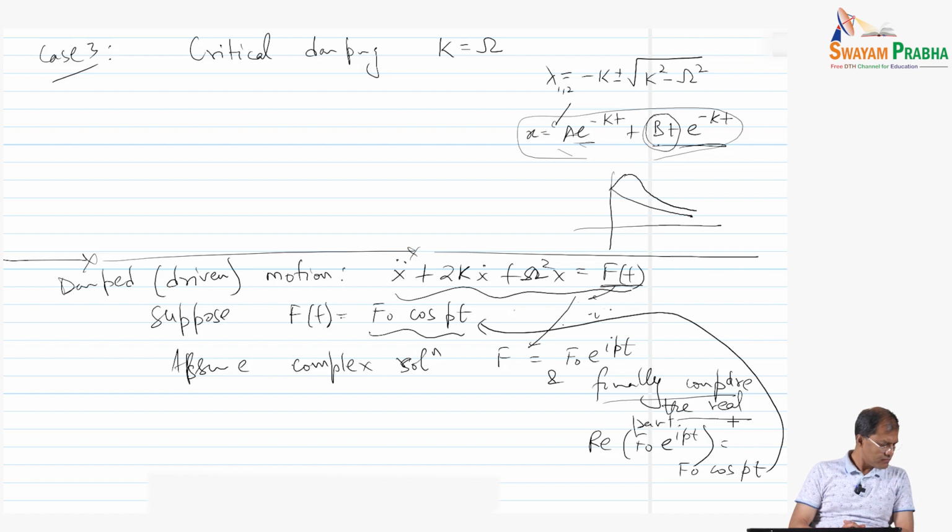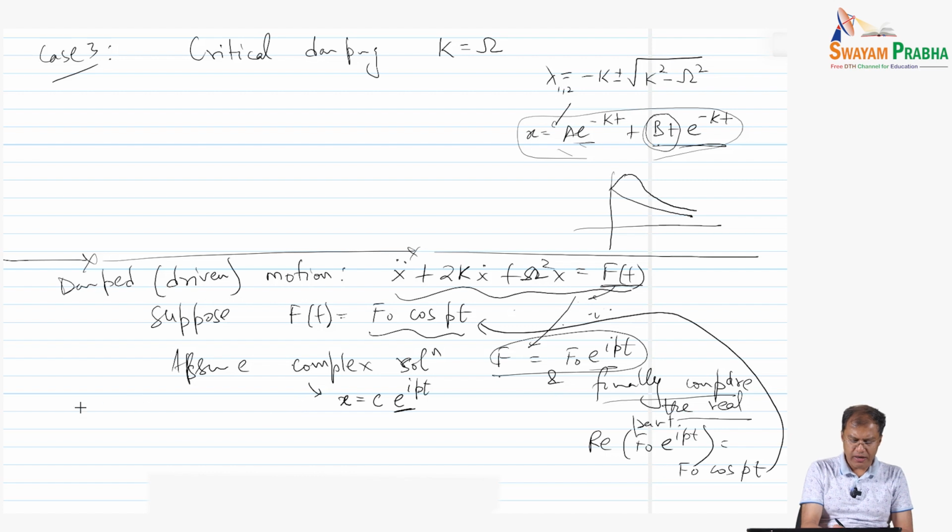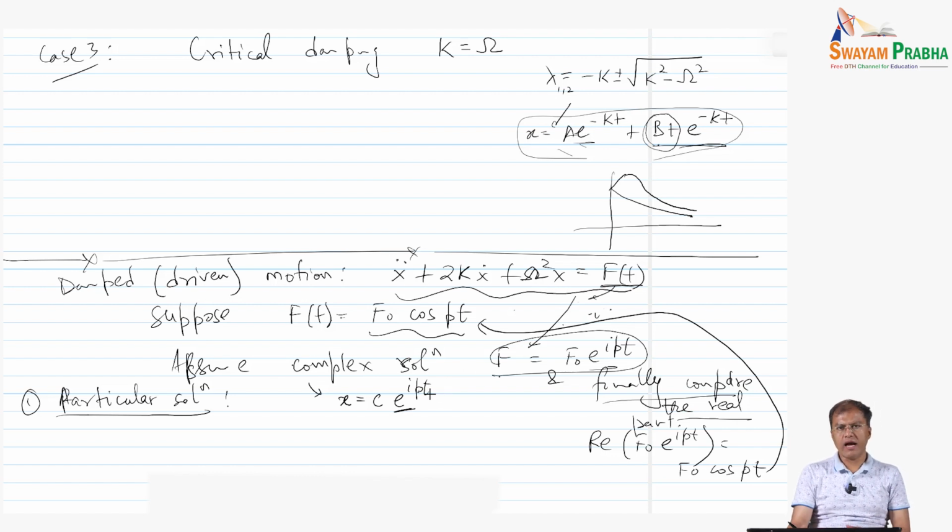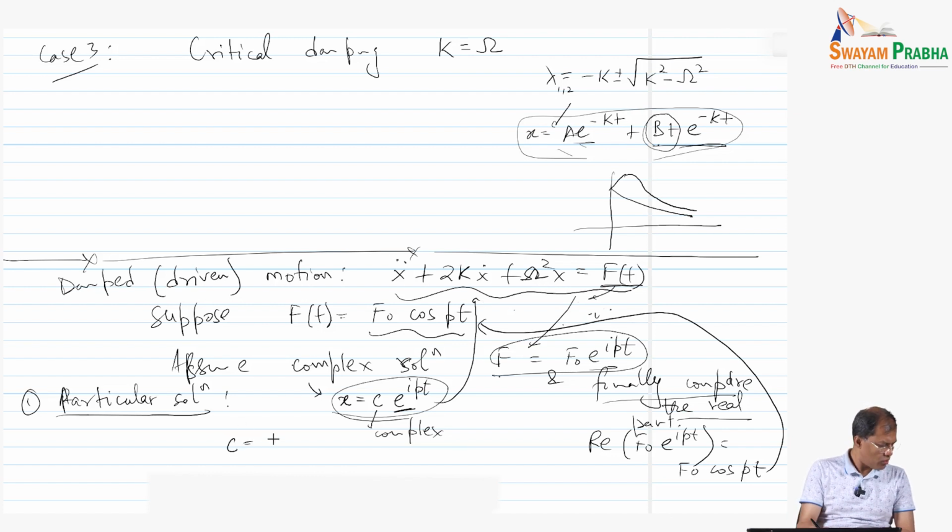Okay, so when we assume a complex solution, let us say that our x is c times e to the power ipt, the same frequency as the driving frequency. By the way, we are trying to find a particular solution. The idea is we find the particular solution, then we add it to the homogeneous solution to get the general solution. The particular solution is assumed to be complex, and so C is also complex.